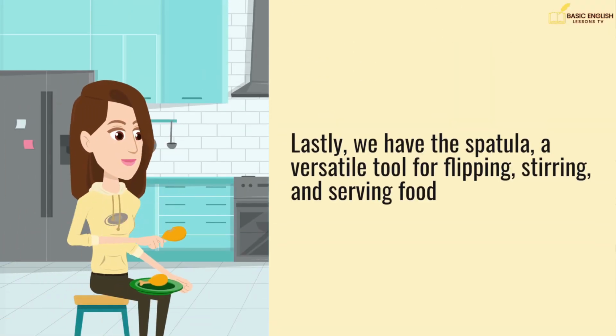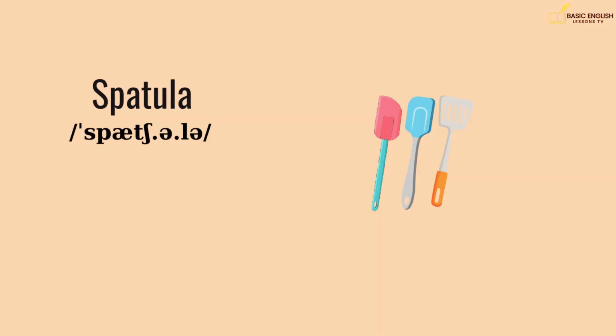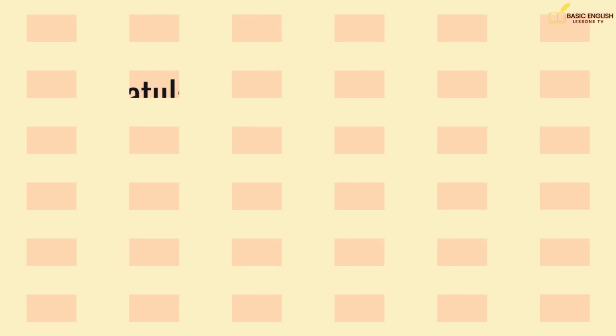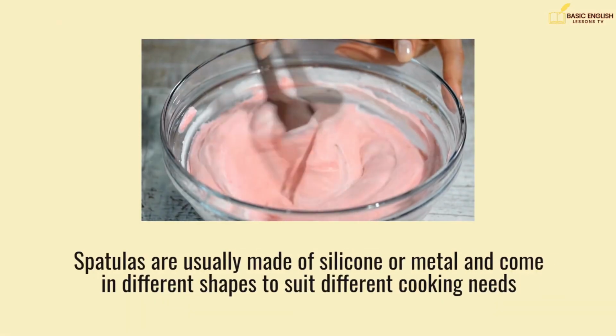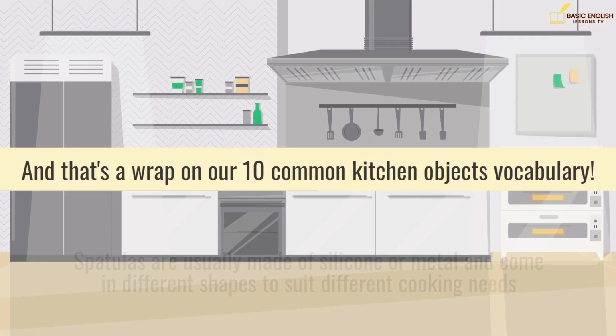Lastly, we have the spatula, a versatile tool for flipping, stirring, and serving food. Spatula. Spatulas are usually made of silicone or metal and come in different shapes to suit different cooking needs. And that's a wrap on our 10 common kitchen objects vocabulary.